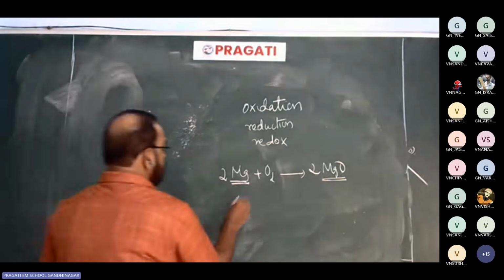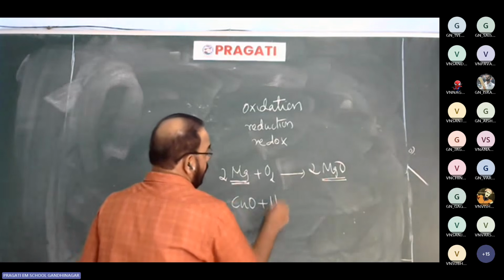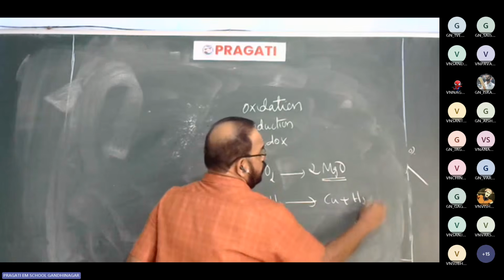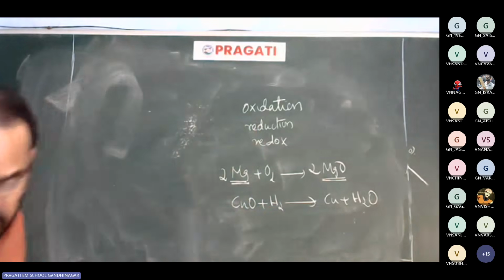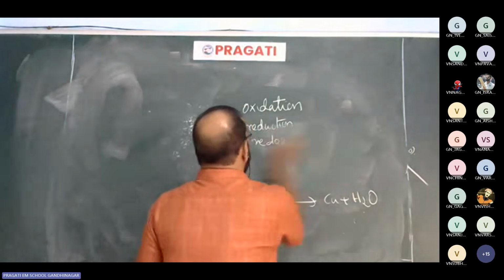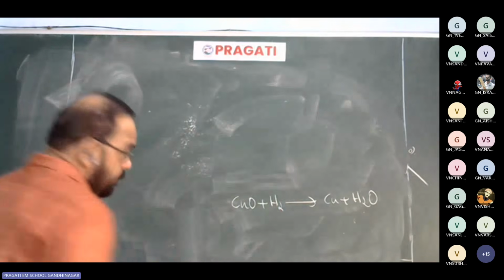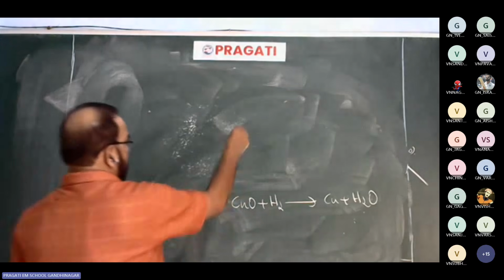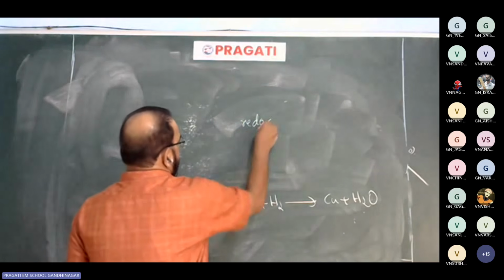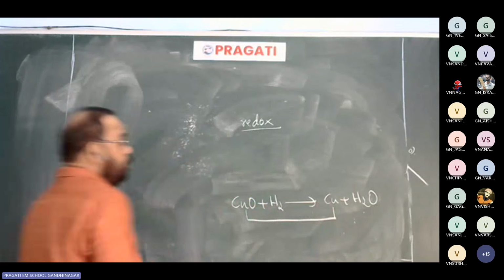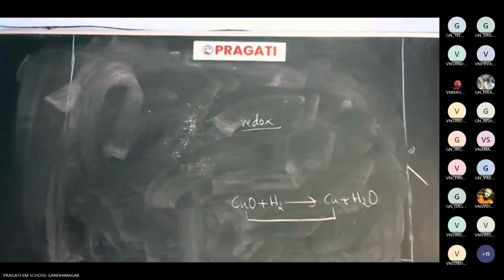Another example, CuO plus H2 gives Cu plus H2O. So in this reaction also they will ask what is oxidized and what is reduced. And this is an example for the third one, redox reactions. We already said the redox reaction. So copper oxide is reduced to copper.